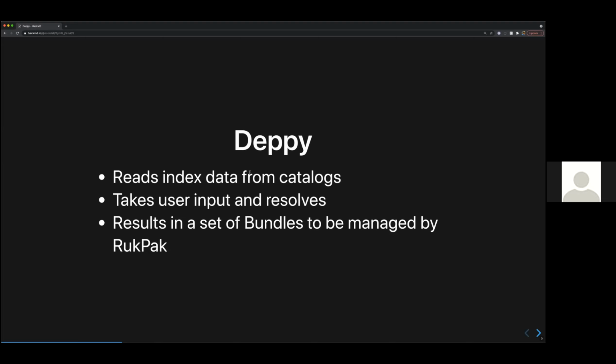So DEPI will read that data from catalogs. It'll take user input, kind of like we do today via the subscription API. And it will result in a set of bundles that need to be unpacked and applied. And that will be handed off to RUCPAC versus what we do today, which is the install plans directly apply content.